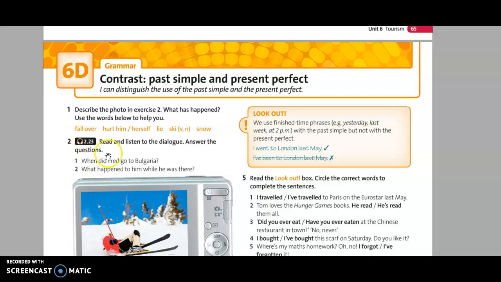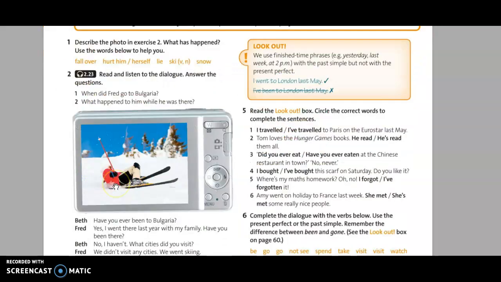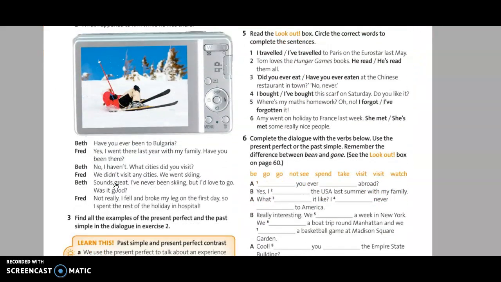So far, asumo que ya hicieron exercise 2. You read the dialogue and you've answered the questions about Fred. And exercise 3 says find all the examples of the present perfect and the past simple in the dialogue. So I will pause the video now and I will let you take a few minutes to find these examples, please.